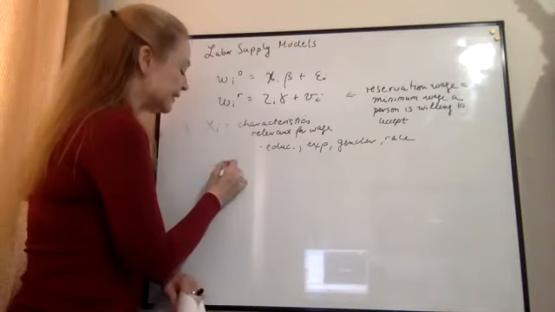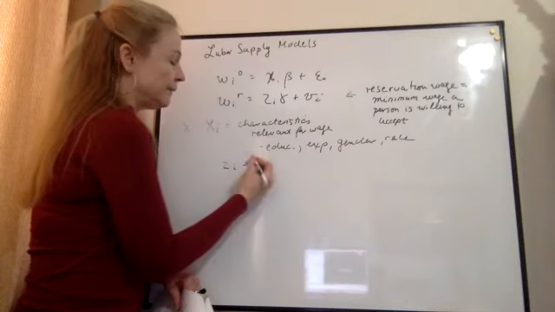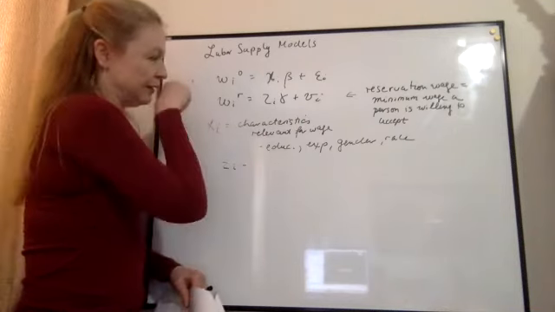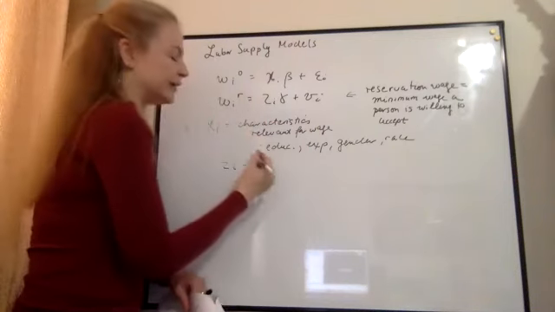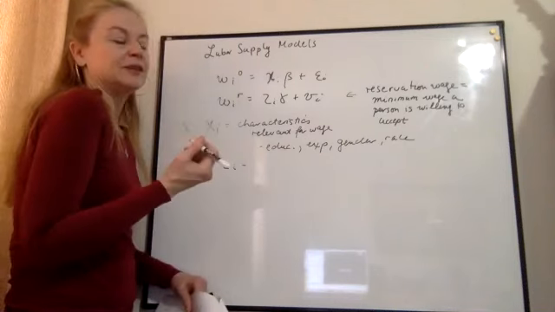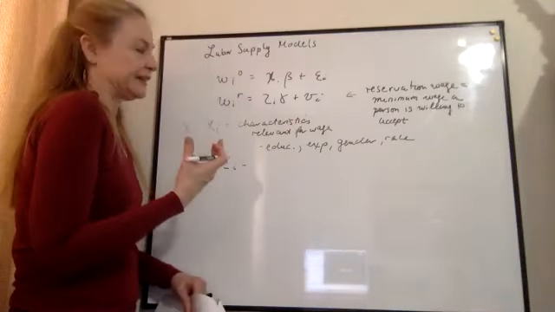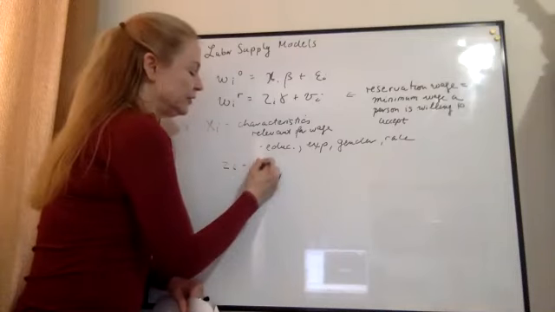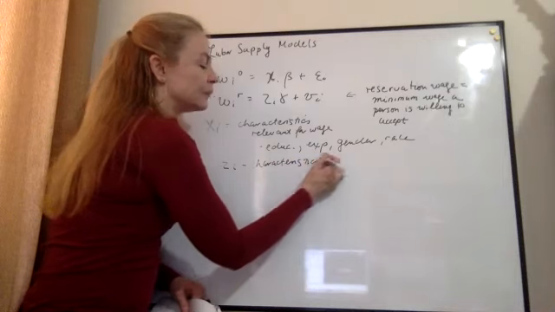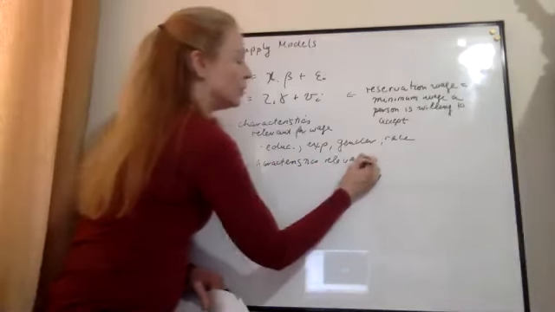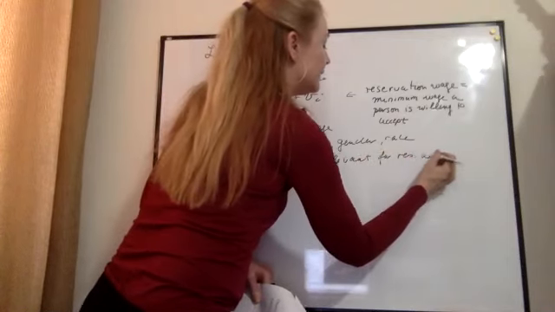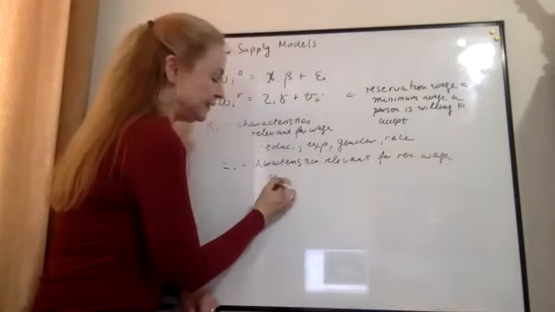Now Z_i, those are characteristics relevant for your reservation wage. So your reservation wage is like the value of staying home, and that affects it. So they're not necessarily the same. For reservation wage, maybe your spouse's wage.